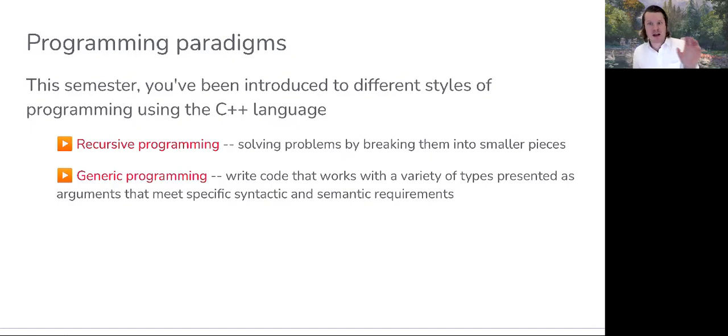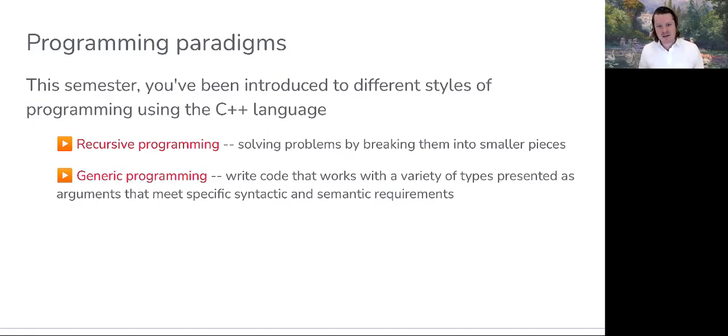But remember, anything we can do recursively, for the most part, we can also have an iterative solution for as well. But sometimes the actual solving of the problem might be more sensible with a recursive programming approach.